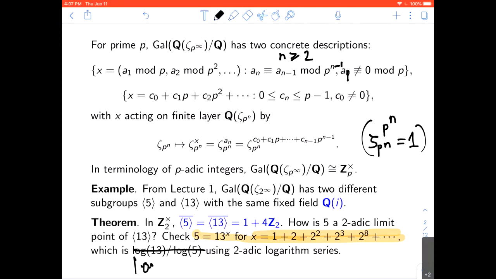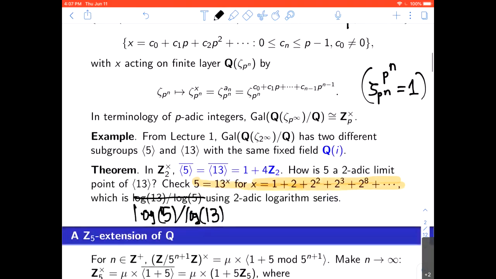Oops. Log 5 divided by log 13. Okay, using two-adic logarithms. Right? And so, yeah, 5 really is a limit of powers of 13 in the two-adic numbers. So everything is explained. Different subgroups with the same fixed field, their closures have to be the same, and we can calculate it directly there.